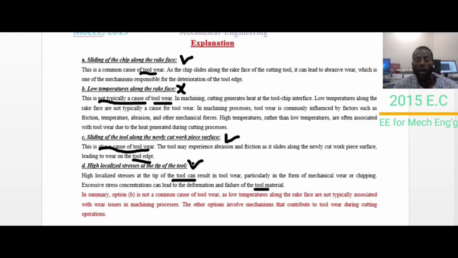So this is also another reason or cause for tool wear. In summary, the concept expressed in option B is not a common cause of tool wear, as low temperature along the rake face is not typically associated with wear issues in machining processes. And the other options involve mechanisms that contribute to tool wear during cutting operations.